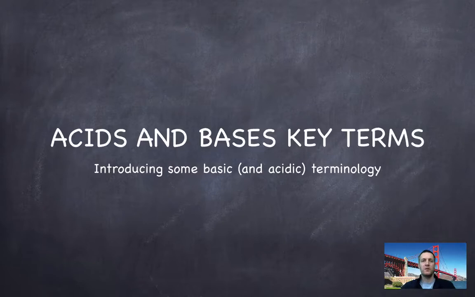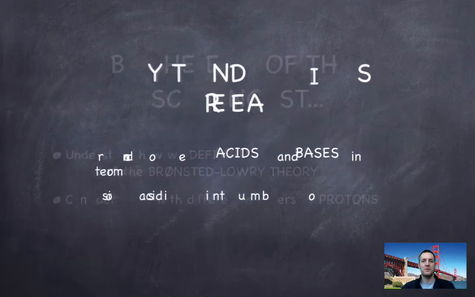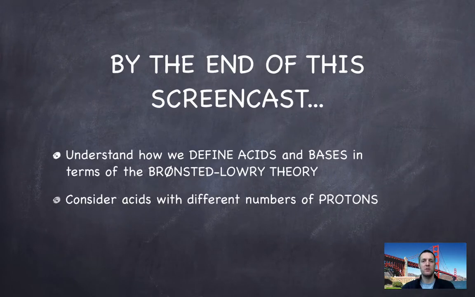Hello, and welcome to this film, which is an introductory film to the acids and bases topic in the standard level IB Diploma course. Hopefully, by the end of this film, you'll have seen some of the key terms that we use quite a lot in this topic, and in particular, you'll be able to define what we mean by an acid and a base in terms of a particular theory called the Bronsted-Lowry theory.